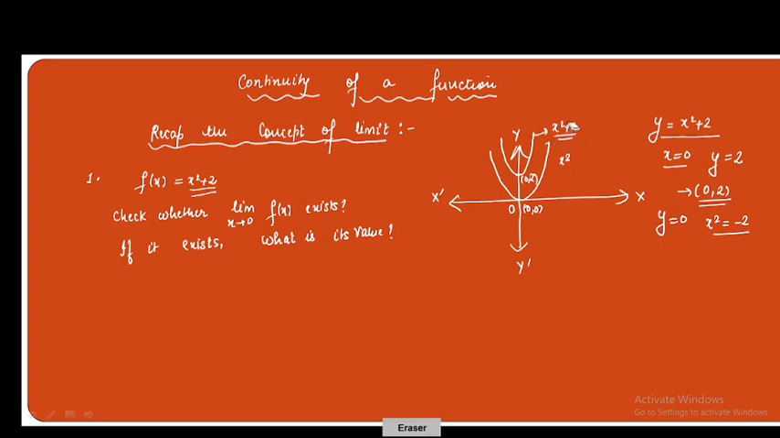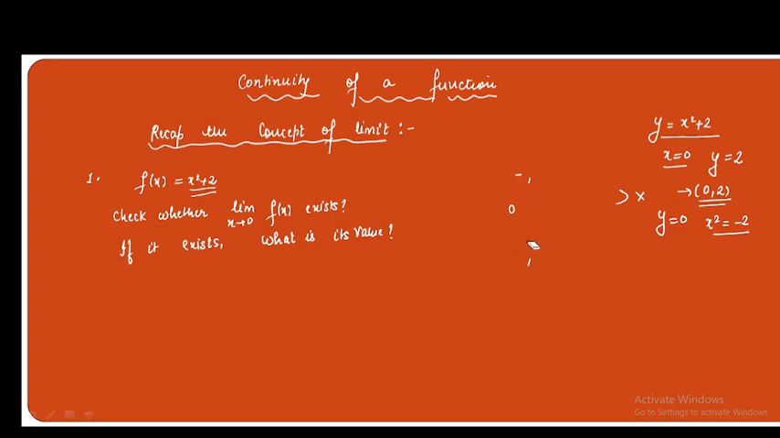Now once you have understood how to draw the graph of x square plus 2, we will redraw it. This is x, this is y, x dash, this is y dash, and this is origin. Now this is the graph of x square plus 2, right? Now we have to check the limit of the function at x equal to 0.